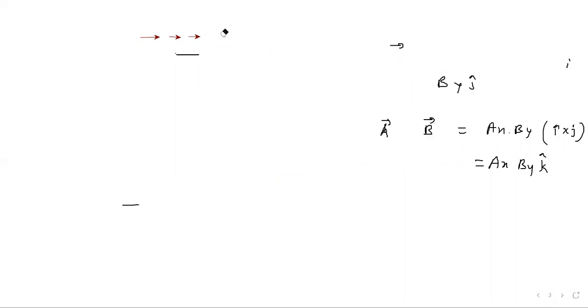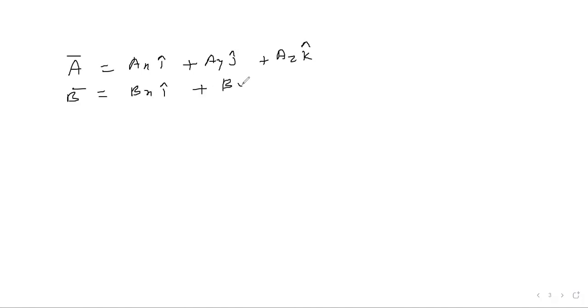We can consider, suppose, we take two vectors. Vector A equal to AX i cap plus AY j cap plus AZ k cap, and the vector B equal to BX i cap plus BY j cap plus BZ k cap. Now we find A cross B.